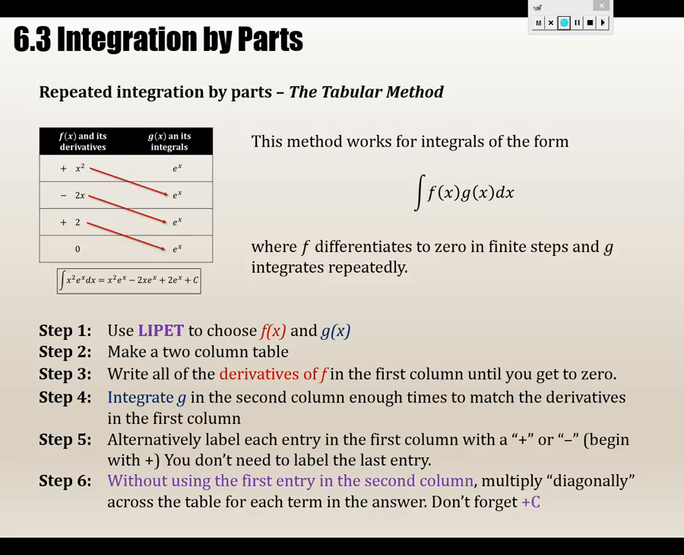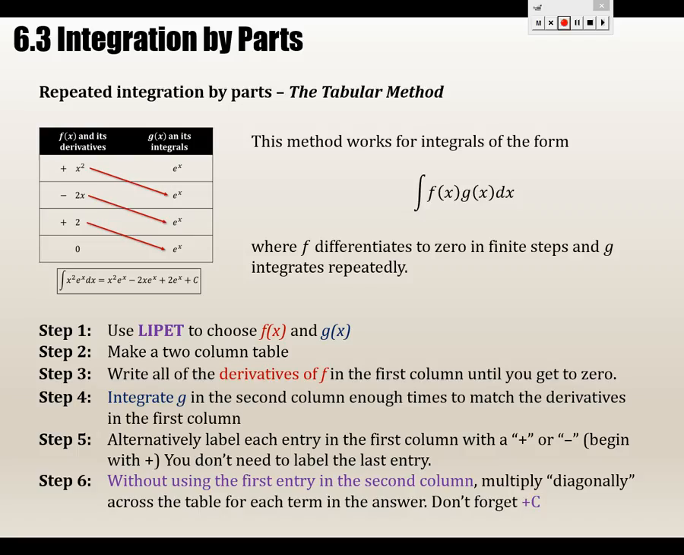Now, is it worth doing tabular integration if integration by parts is only necessary one time or even two times? It's not actually a huge time saving. Where this really shines is when integration by parts would be required four or five times. Then it's nice to have something like this to organize your work and give you a bit of a shortcut.